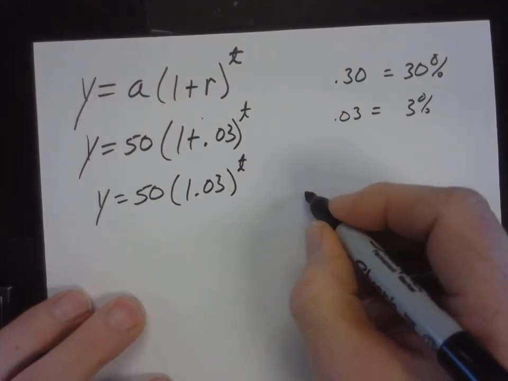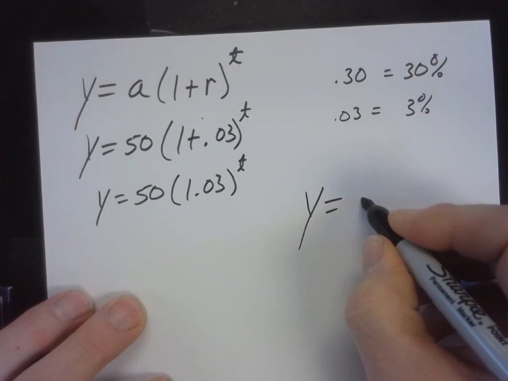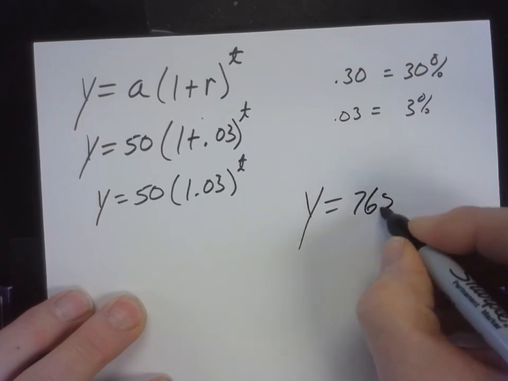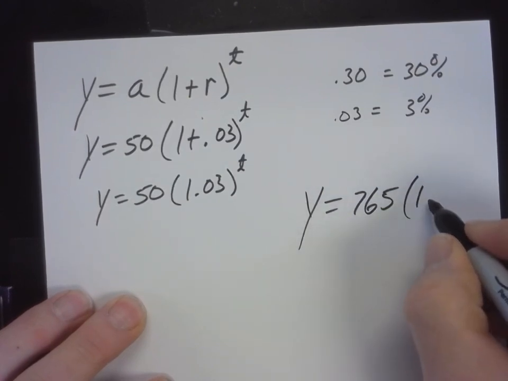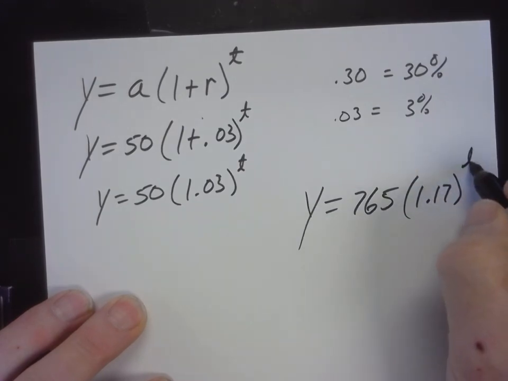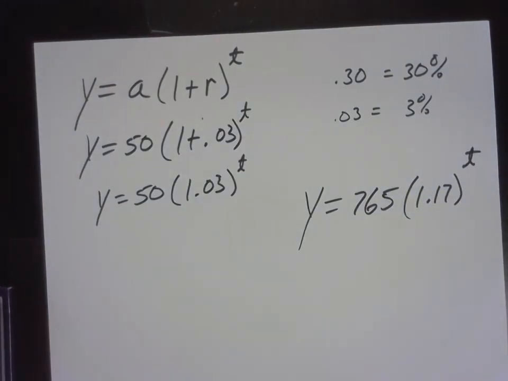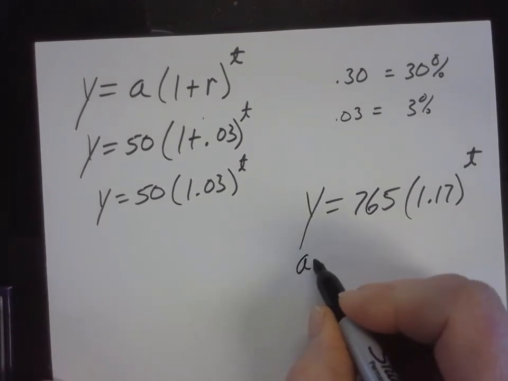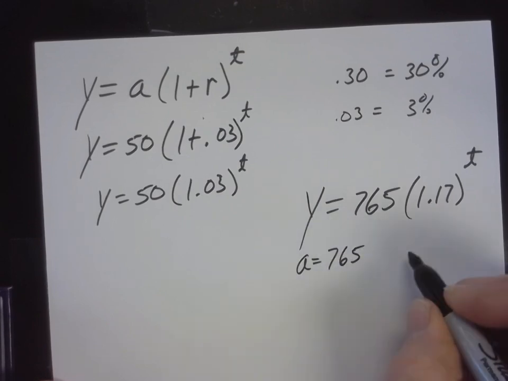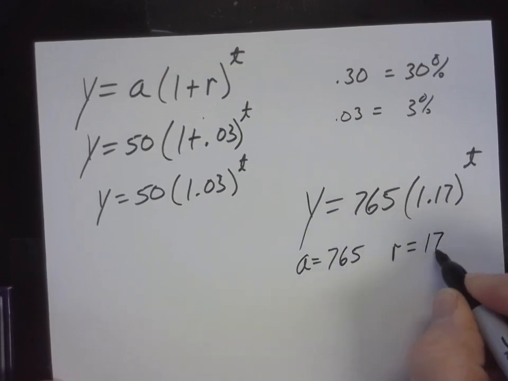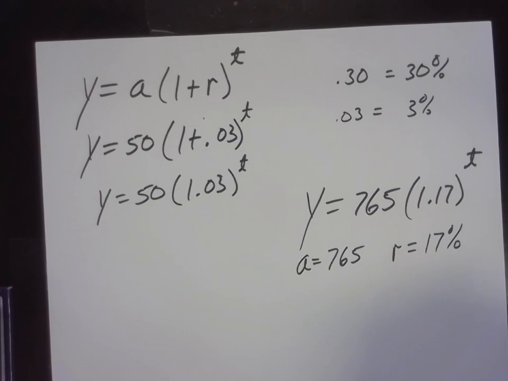Okay, let's look at this equation. What's the initial amount here? 765. And what is the rate of growth? 17%. Yes. So our initial amount is 765 and our growth rate here is 17%, whatever we are above 100.